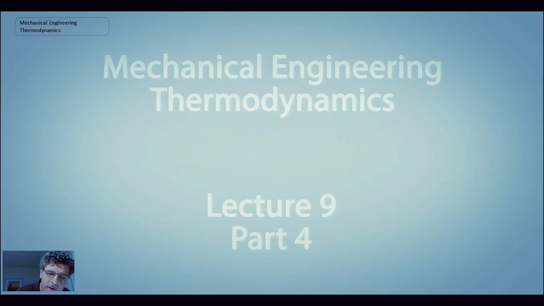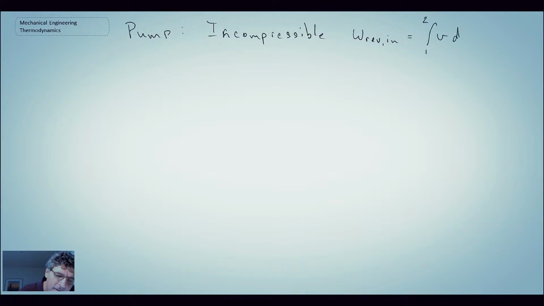Next, we'll take a look at a pump. We're going to assume that we're dealing with an incompressible fluid, which is quite often what you have with a pump. If you recall, for steady flow devices, we came up with an equation for reversible work in, and it was specific volume times delta P.